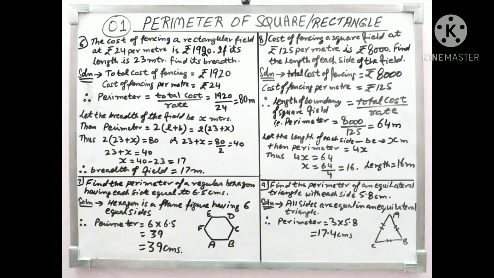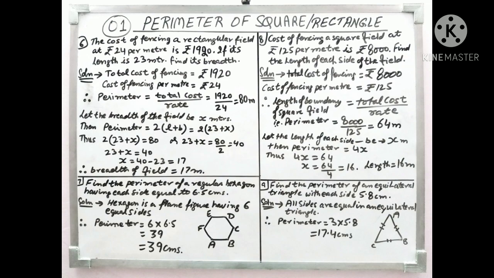Let us see question number 8 now. We have the question as: the cost of fencing a square field at the rate of rupees 125 per meter is rupees 8,000. Find the length of each side of the field. Right? So again we will proceed the same way as the fencing questions we have done. Total cost of fencing is equal to rupees 8,000. Rate of fencing is equal to rupees 125 per meter.